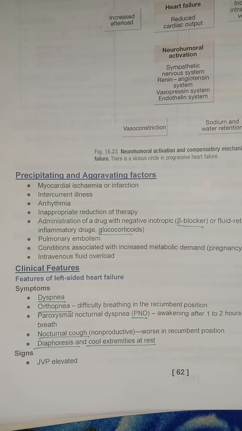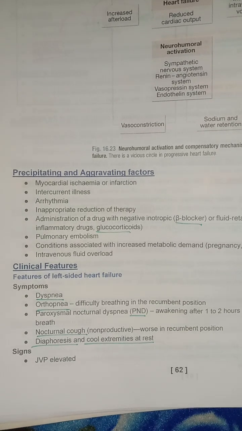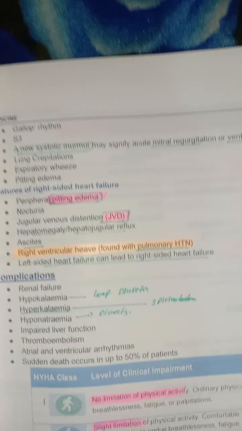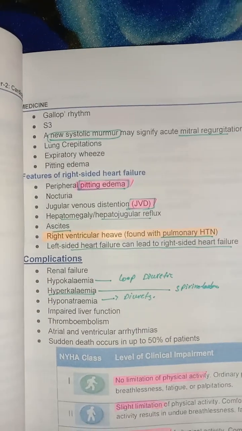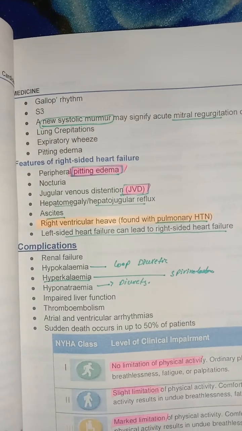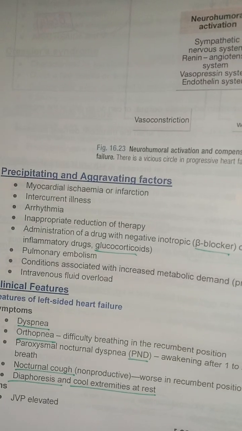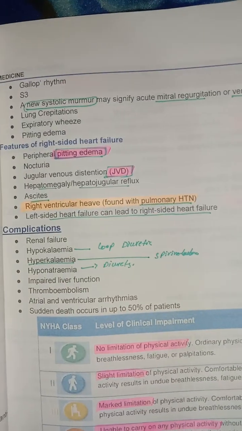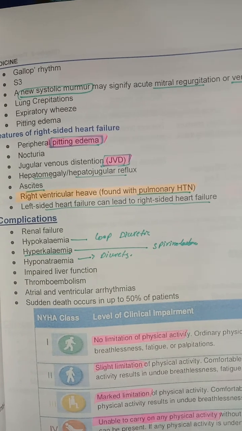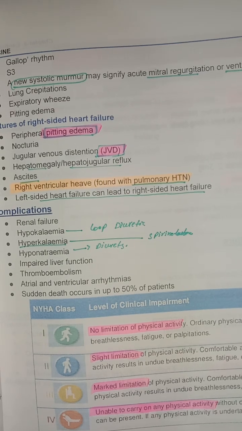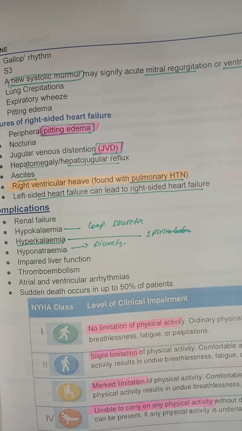Clinical features: symptoms are dyspnea, orthopnea, PND, and nocturnal diaphoresis; signs are elevated JVP, gallop rhythm, S3, new systolic murmur, expiratory wheeze, lung crepitations, and pitting edema. These are the features of left-sided heart failure. The features of right-sided heart failure are pitting edema, raised JVP, hepatosplenomegaly, hepatojugular reflex, ascites, and right ventricular heave due to pulmonary hypertension. Left-sided heart failure leads to right-sided heart failure.